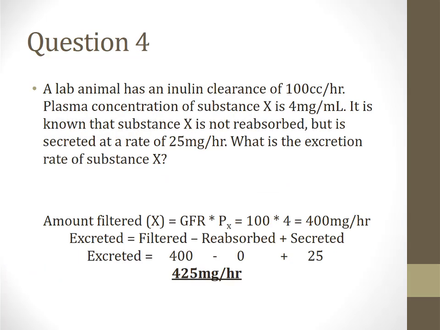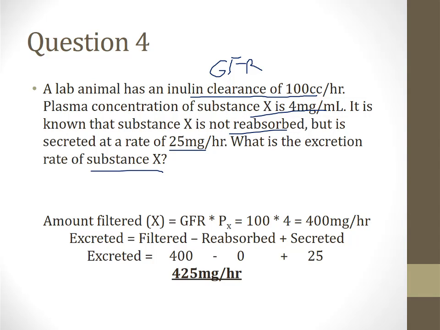Question 4, a lab animal has an inulin clearance of 100 cc's per hour. So right away you should recognize that they are telling us the GFR by giving us the inulin clearance. Plasma concentration of substance X is 4 milligrams per milliliter. It is known that substance X is not reabsorbed but is secreted at a rate of 25 milligrams per hour. What is the excretion rate of substance X?